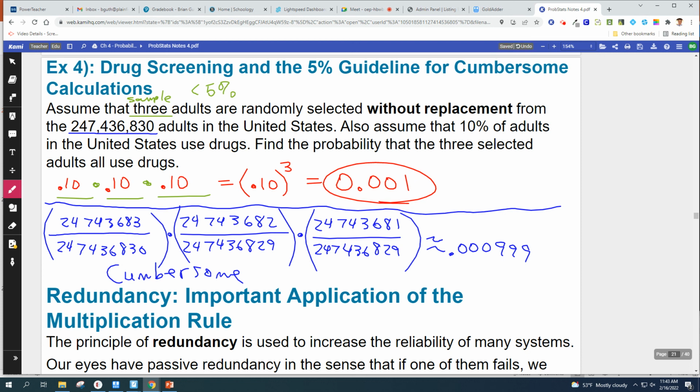So the rule is if our sample is less than 5% of that population, just treat them as independent. It's going to be a lot easier. 0.001. That's the answer. Okay.